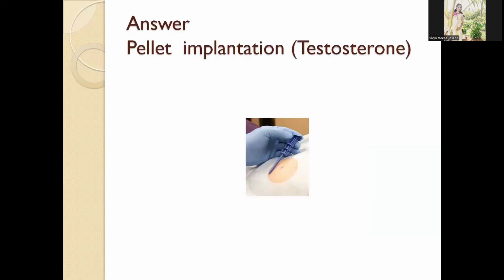When it comes to pellet implantation, small pellets packed with drugs are implanted subcutaneously. The drug is slowly released over weeks or months to provide constant blood levels. Examples are testosterone or desoxycorticosterone acetate; all these drugs will be implanted in this form.